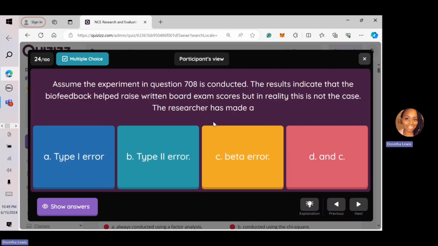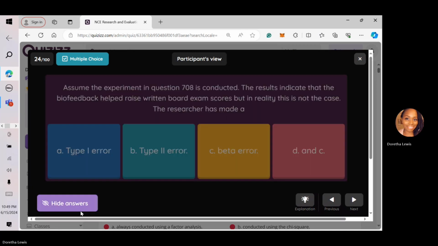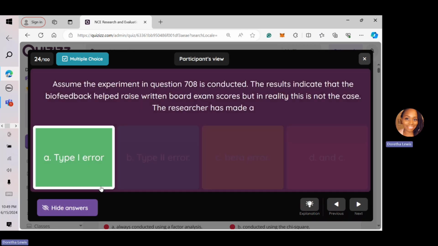Assume the experiment in question 8 is conducted. The results indicate that biofeedback helps raise written board exam scores, but in reality, this is not the case, right? So I'm running around outside saying, yeah, biofeedback helps raise exam scores, right? But it didn't. So which one would it be? I'm hoping you pick type 1 error, because that's a false positive, right?